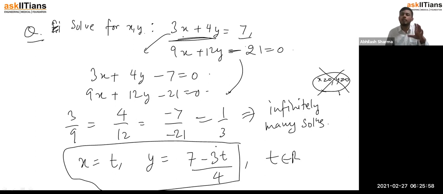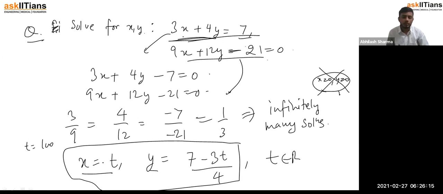You can put any t at all. For example, let's say you put t equal to 100, then x will come out to be 100 and y will come out to be how much? 7 minus 300 upon 4. So that will satisfy both these equations actually. You can check that.